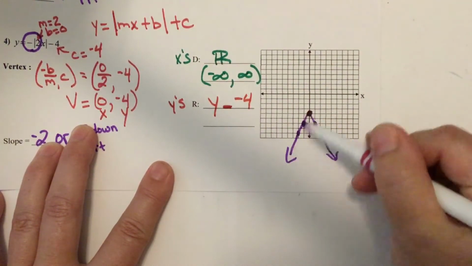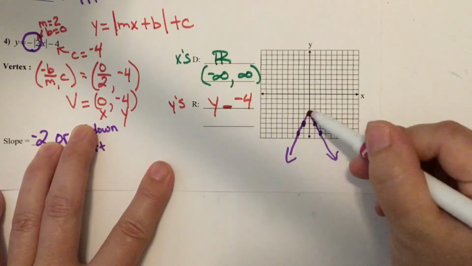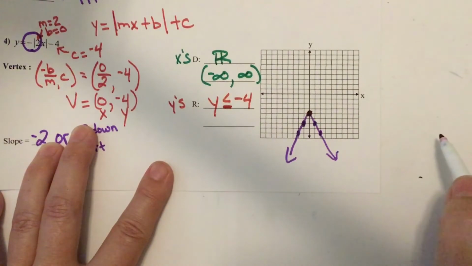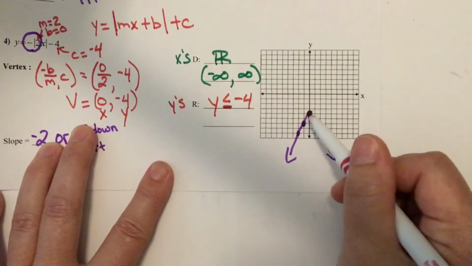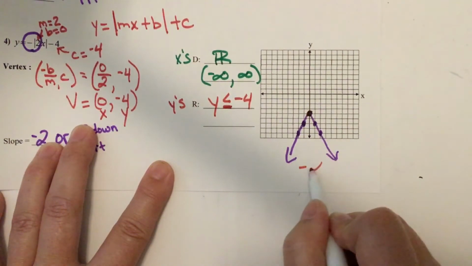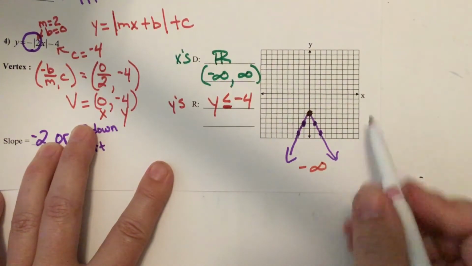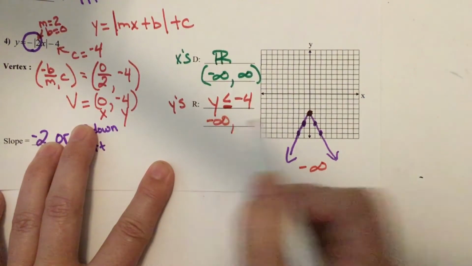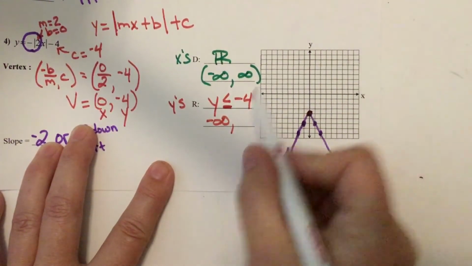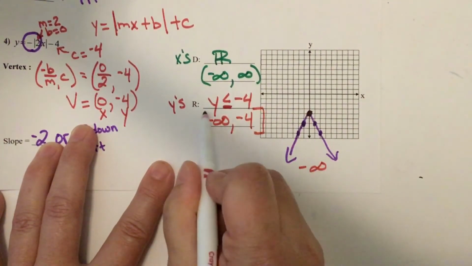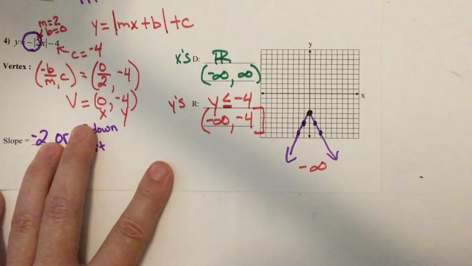Now this time the graph goes down. So what happens to y's when the graph goes down? Y's get less. Okay, so when you go down, down, down, down, down, you get smaller, smaller, smaller, so you're headed to negative infinity. So this is the smallest you can get, so negative infinity goes first, and the highest we get to is the -4. Remember, closed circles get brackets, and infinities always get parentheses.